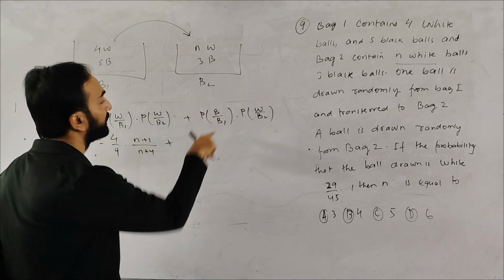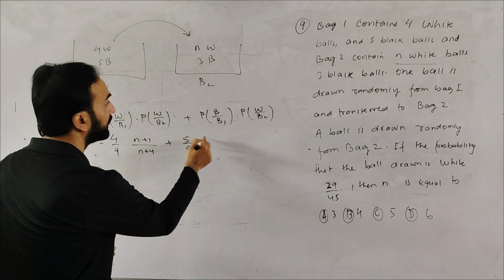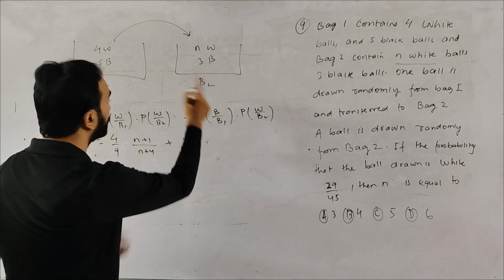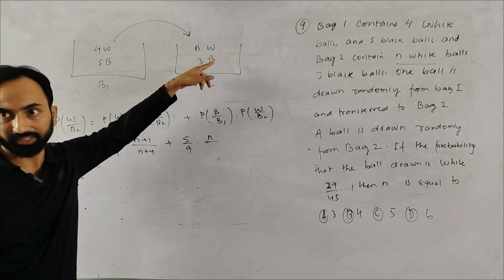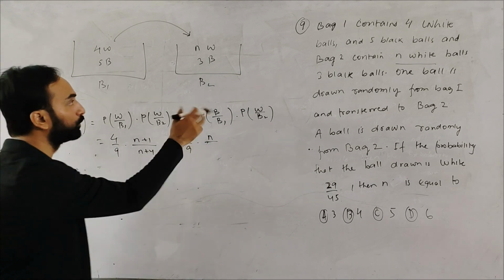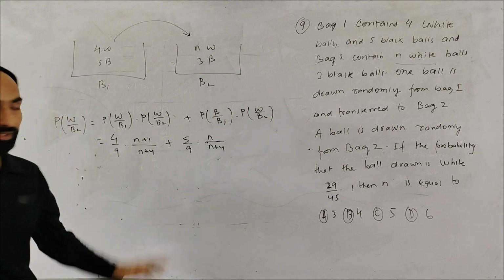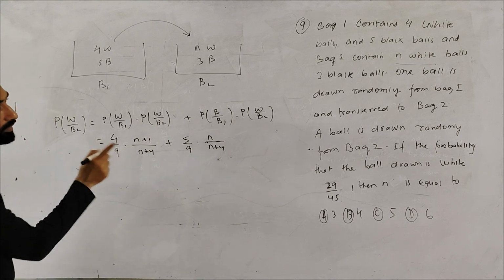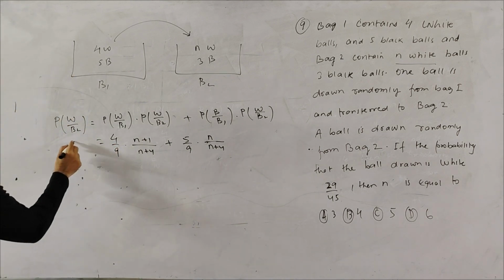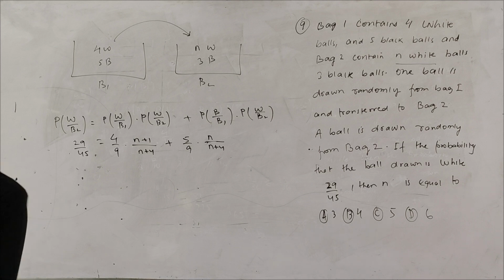Then for a black ball, the probability will be 5/9. In this case, if you transfer the black, white will remain the same, but the total number of balls will be n plus 4, because one black ball is added. And that is equal to 29/45, which they have given. Now solve it for the value of n and tell me how much you are getting.